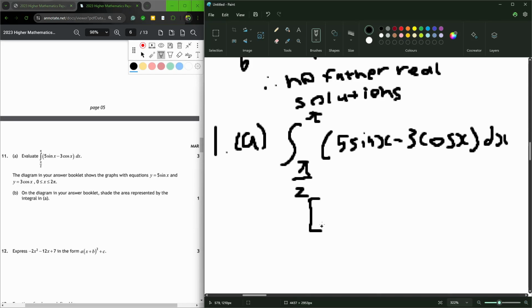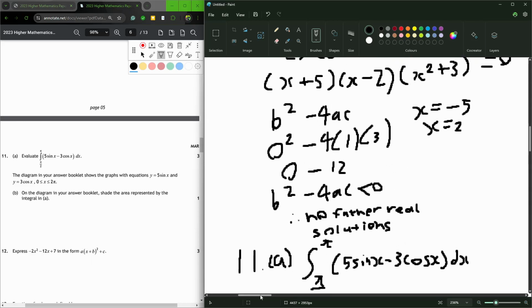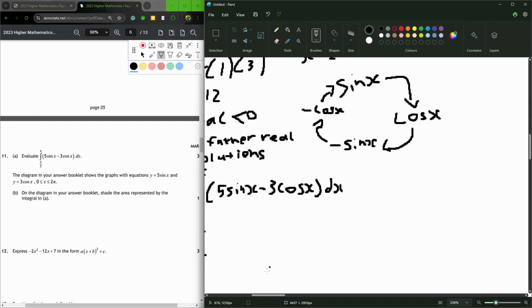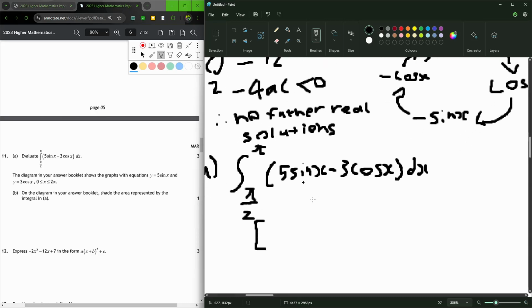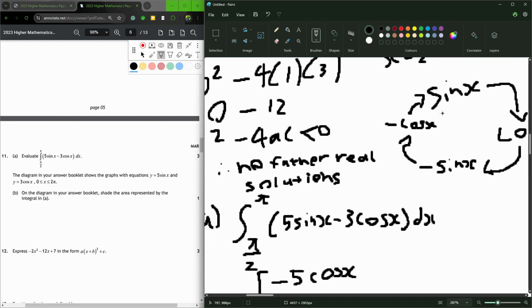So when you've got integrating things, I always remember maybe draw a wheel in your relationship sheet, which is going to be sine x. If you differentiate that, you get cos x. If you differentiate that, you get minus sine x. And then if you differentiate that, you get minus cos x, which if you differentiate again, you get sine x. So integrating is going the opposite way. So that means sine x turns into minus cos x. So you have minus 5 cos x, and then cos x will go backwards to sine x.